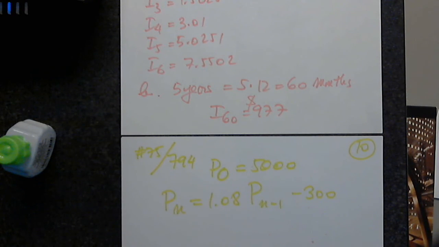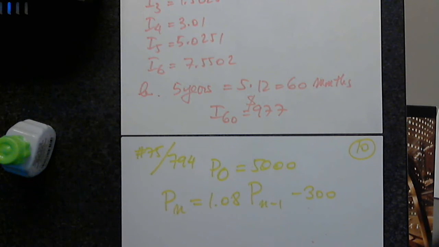So what are we trying to do? We're trying to check a few values. So one more time, he starts with 5,000. It says a fish farmer has 5,000 catfish. So the first month, 500. Now let's think. That number increases by 8%, and then we remove 300.